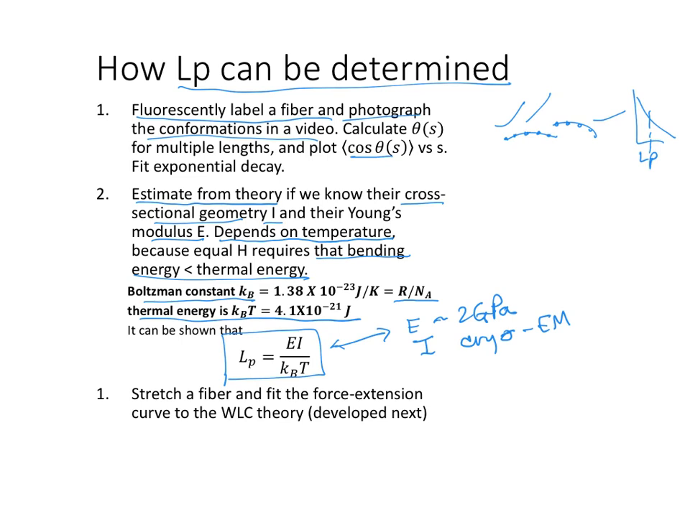So the third way we can estimate the material properties of a fiber, or the persistence length of a worm-like chain, is that we can stretch a fiber under force. And when we stretch a fiber under force, we obtain a force extension curve. And we'll see in the next slide that you can estimate what the force extension curve should look like as a function of persistence length. So that also allows you to take an experimental measurement and fit the persistence length to it.